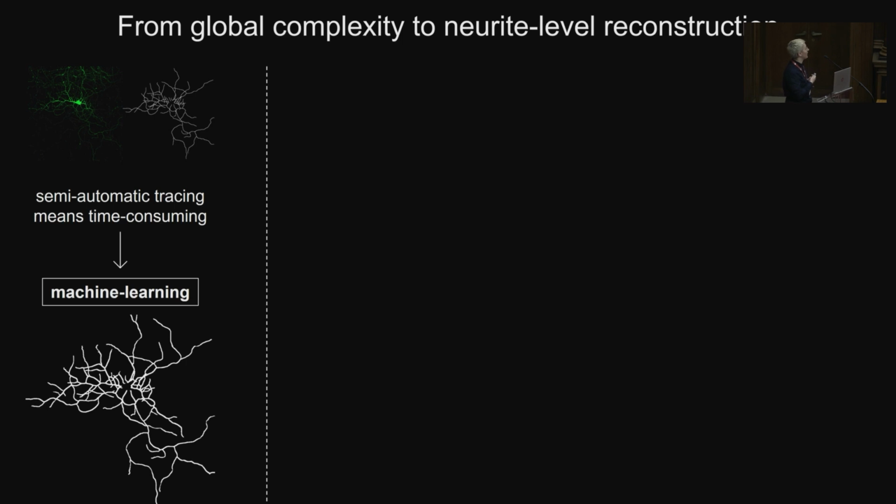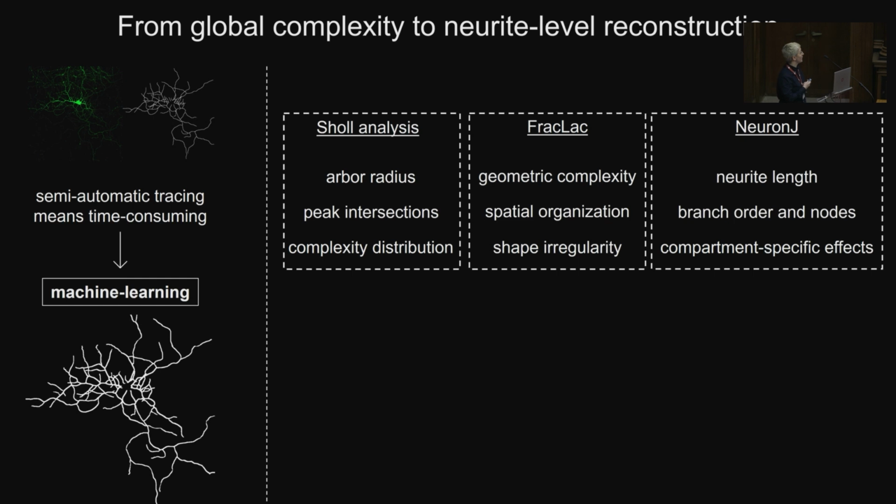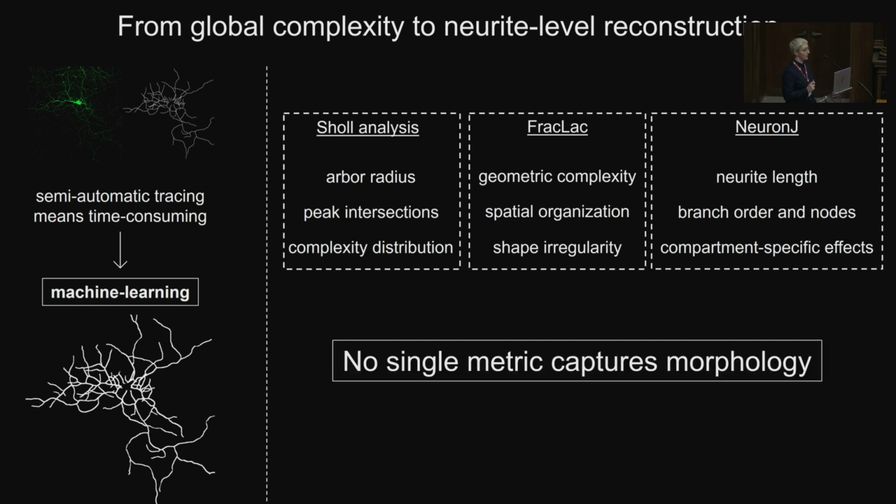This is, I think, an important way to consider in order to move toward obtaining standardized and highly accurate measurement of neuronal complexity. So, to sum up this first part, we saw together these three different approaches that give us complementary information ranging from branching and complexity to compartment-specific effects. The main take-home message is that no single metric is fully sufficient on its own to capture morphology.